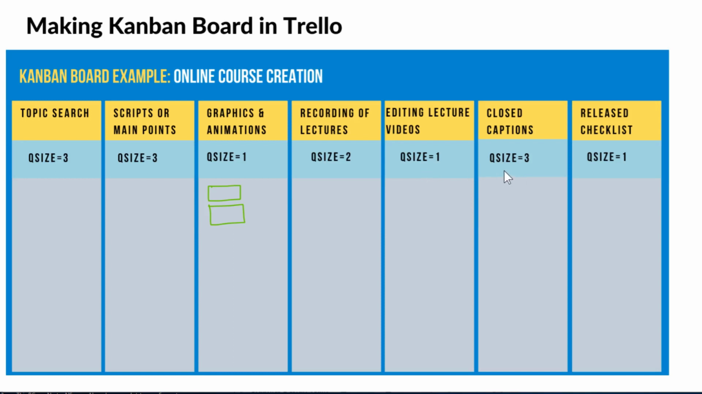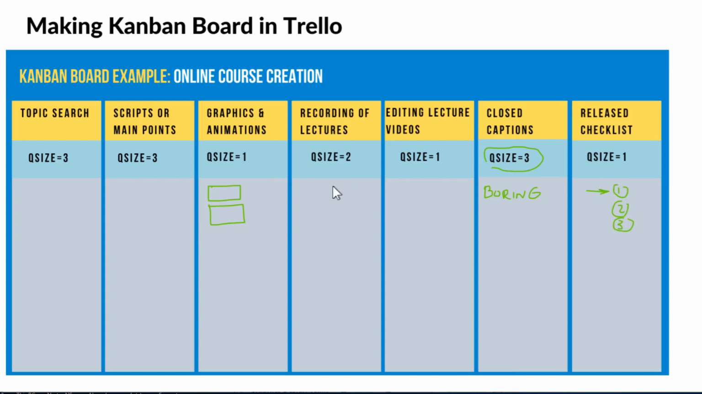When I am closed captioning, again I have queue size 3 because this is a quite boring task, and if I transcribed all my videos from a single topic, chances are that I will get bored quite quickly. So therefore I want to be flexible here and can select one video from one topic and the other from the other topic. Finally, when I release my courses to marketplaces, now again I focus on one at a time. I want to release my course to the first marketplace, then the second, and then the third, and so on.